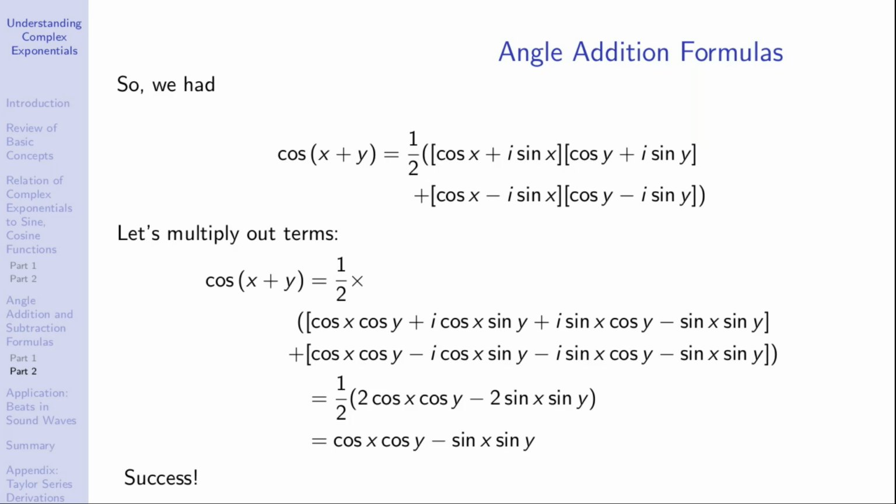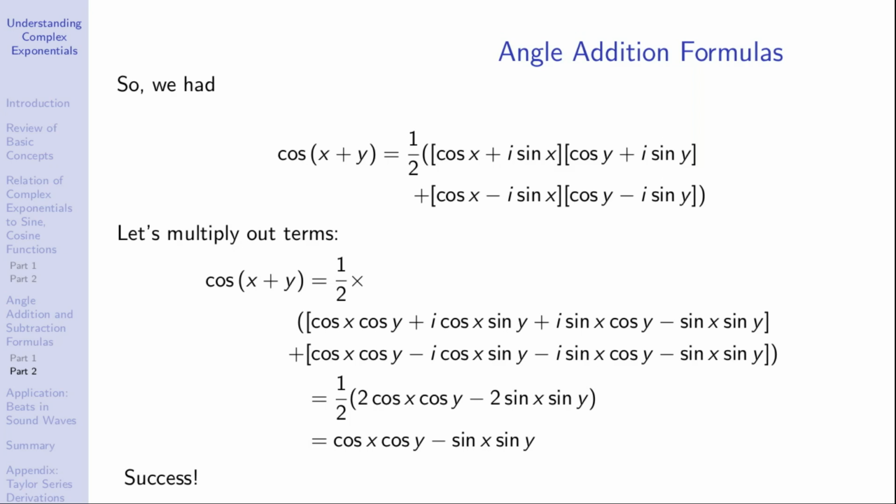So we get that the cosine of x plus y is equal to 1/2 times cosine of x cosine of y plus i cosine of x sine y plus i sine of x cosine y minus sine of x sine of y, plus cosine of x cosine of y minus i cosine of x sine of y minus i sine of x cosine y minus sine of x sine y. Now, we have 8 terms there.